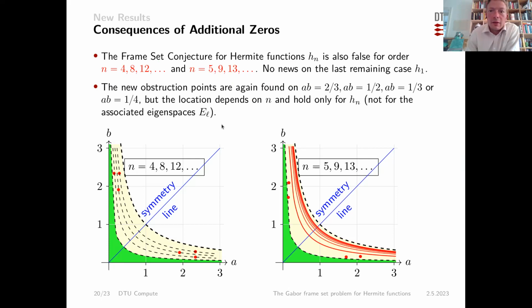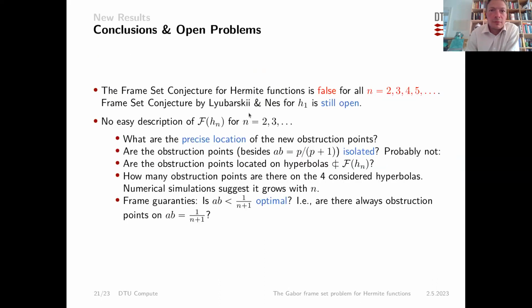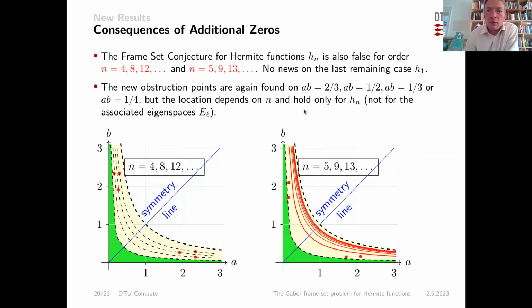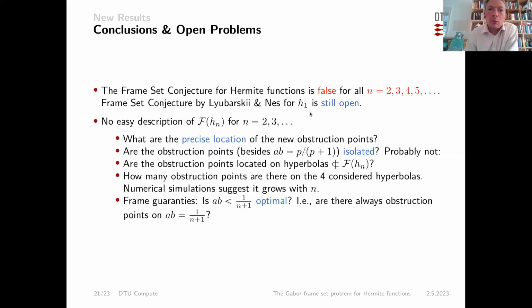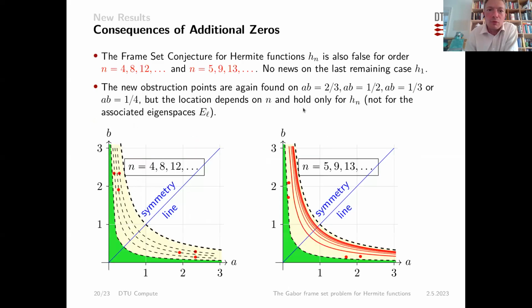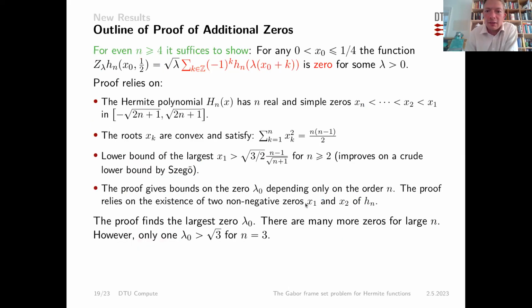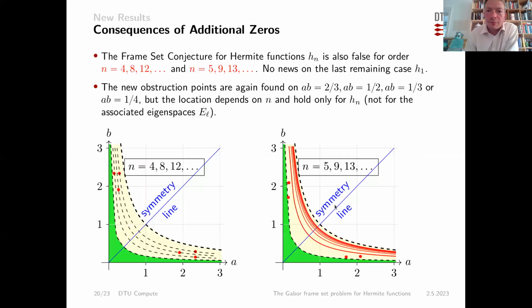All right, so some conclusions from these slides. Well, the frame set conjecture is false, right? And it's false for all orders larger than or equal to 2. It's still open for H1. So for H1 would be the case where you simply verify that only these hyperbolas that are marked here in red are not part of the frame set. That's that conjecture, and we cannot tackle this because H1, of course, has no positive zeros. So the proof that I just mentioned here fails, right? There are not two non-negative zeros.